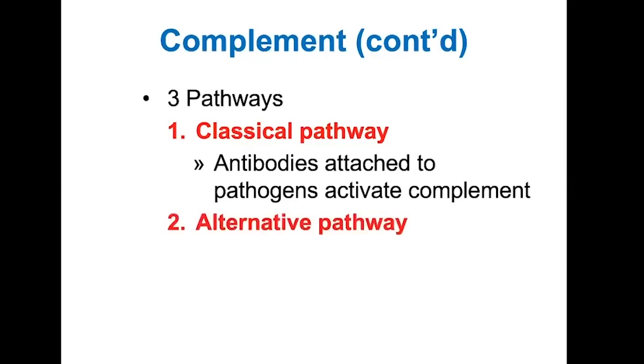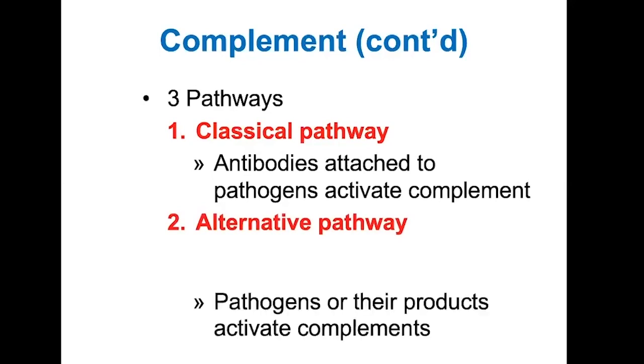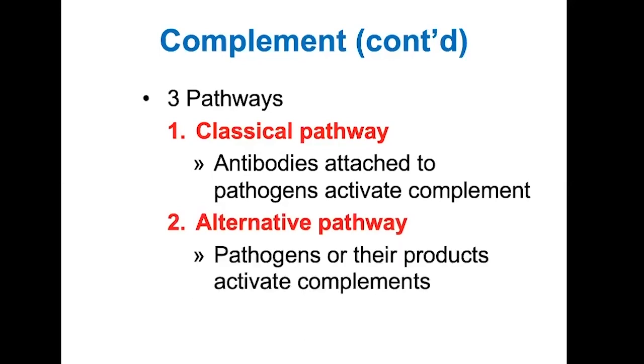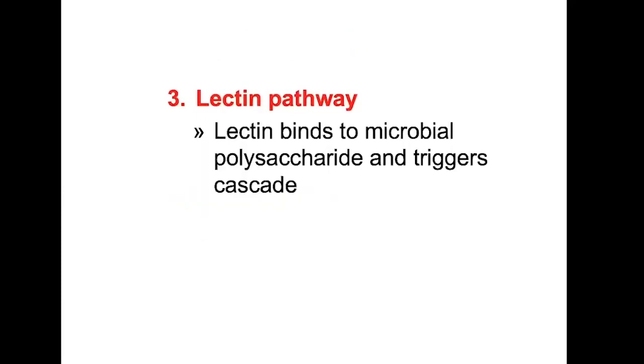For the alternative pathway, it's called alternative because it was discovered later. What triggers the first complement here are just simply the pathogens or their products. So it could be a toxin that they produce. And the third pathway is called the lectin pathway. Lectin, a plasma protein, is going to bind to polysaccharides found only on microbes. And when this occurs, this is going to trigger the first protein in the cascade. Recall, all 3 pathways lead to the same 3 outcomes.